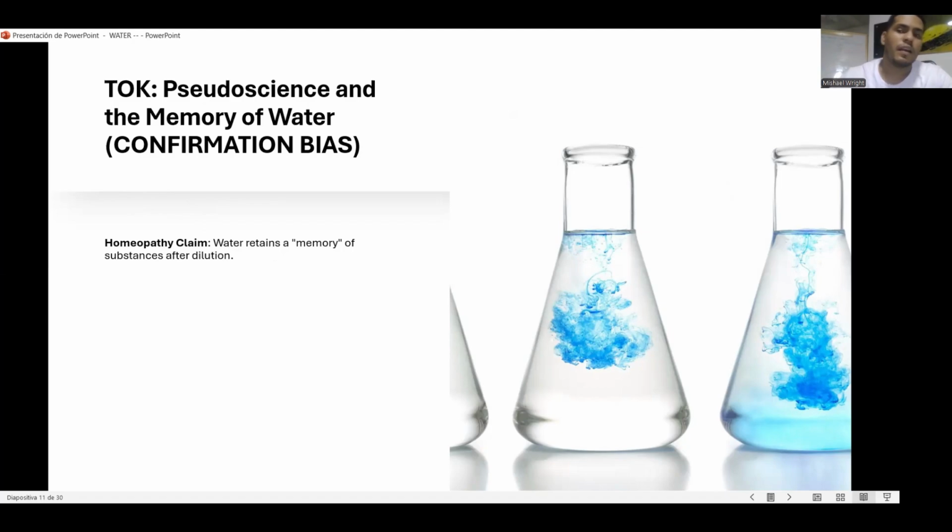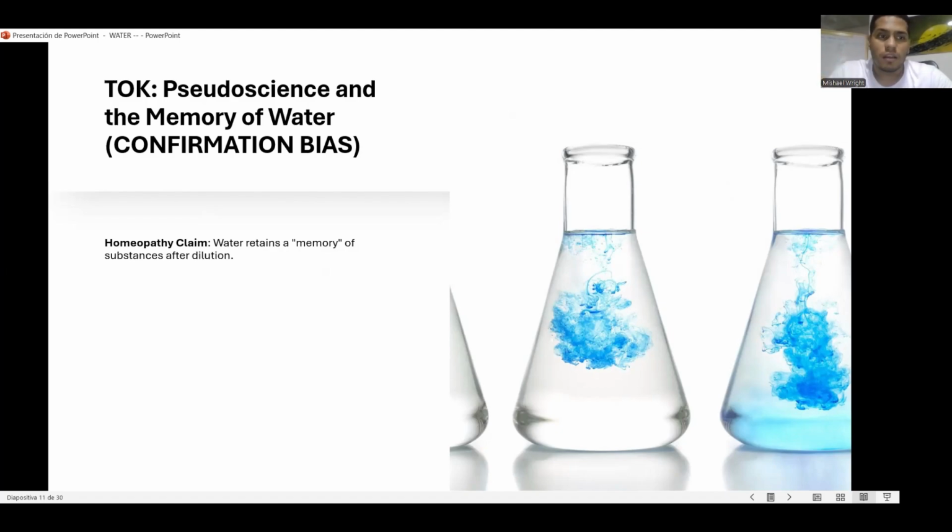In this case, I'm bringing to the table something called a homeopathy claim, which stated that water retains a memory of substances after dilution. It means that if water had been in a solution with another compound, the water will retain those compounds' properties, right? So water will be acting as a solvent in this case, and the other substance will be acting as a solute, no?